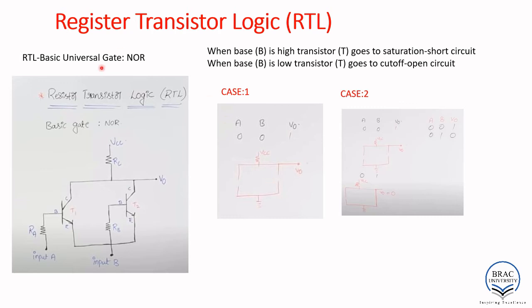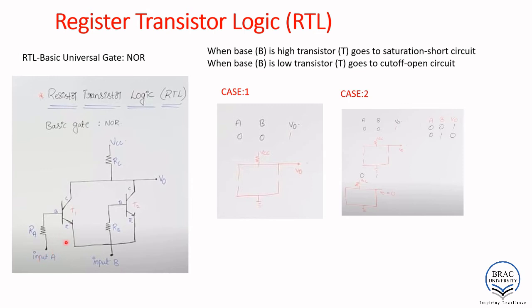So which means we'll use resistor and transistor to implement a couple of basic gates. If we can implement one of the basic gates, the NOR gate, using RTL, we can implement any other basic gate. So this is one of the examples of resistor transistor logic.